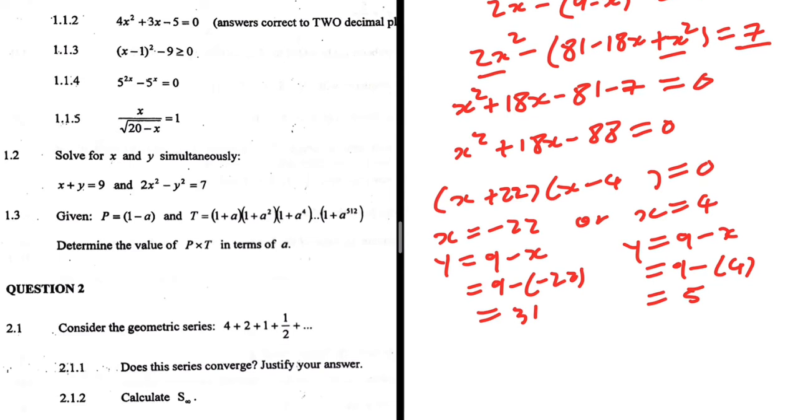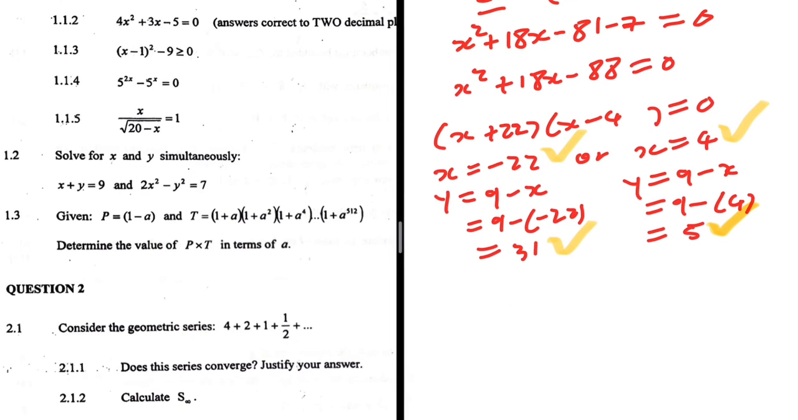These are our answers. x is equal to minus 22, x is equal to 4. y is equal to 31, and then y is equal to 5. That is 1.2. We're just solving simultaneously. That shouldn't be too difficult.